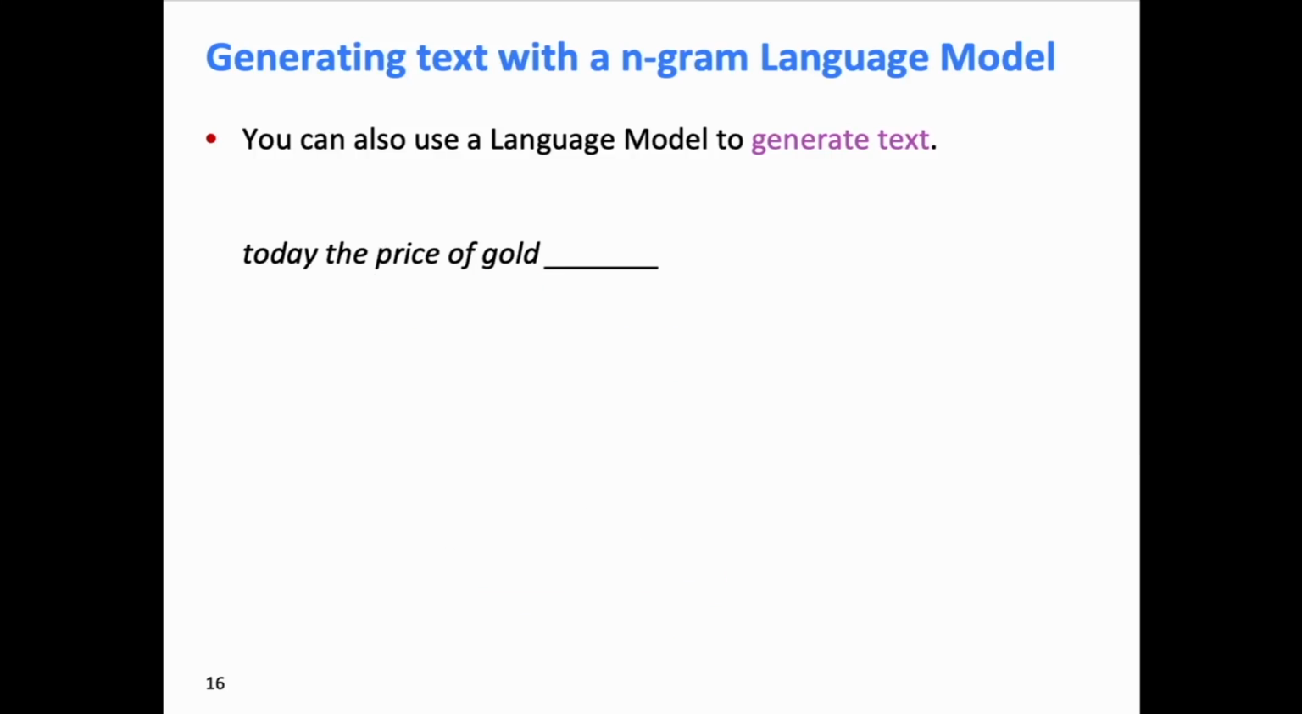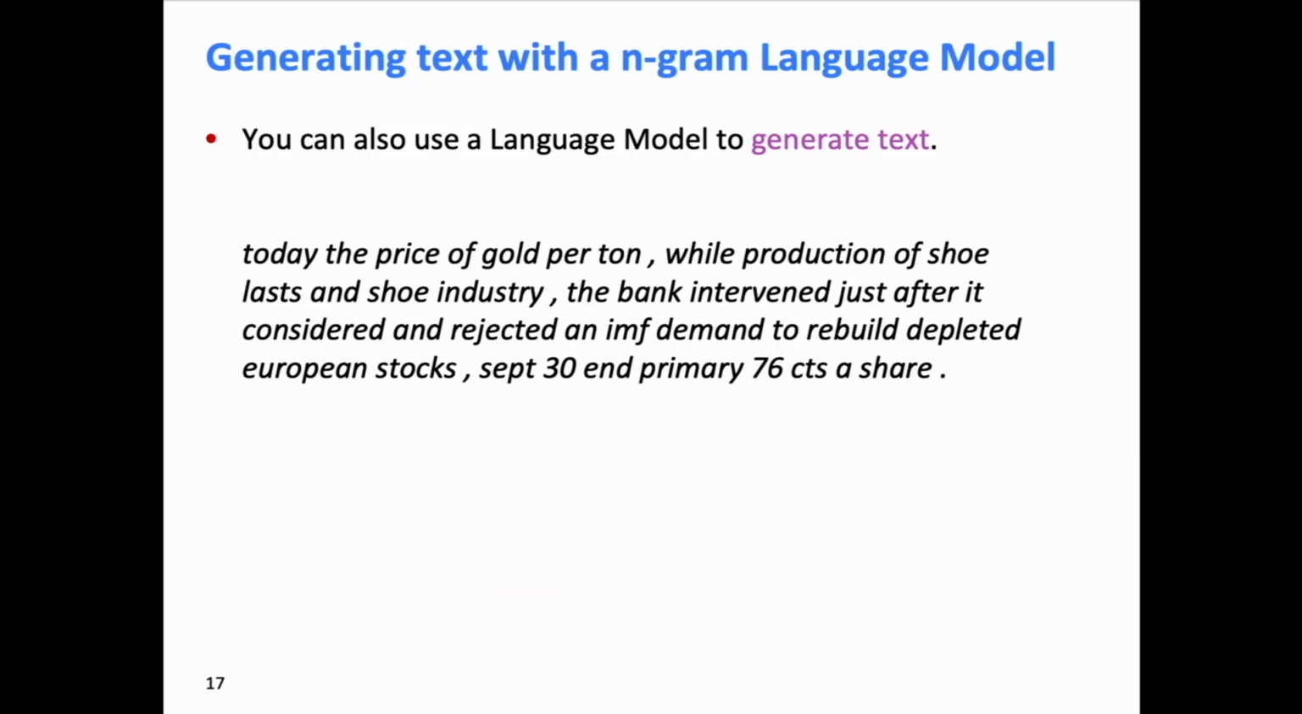So if you do this for long enough, you will get a piece of text. This is the actual text that I got when I ran this generation process with this trigram language model. It says, "today the price of gold per ton, while production of shoe lasts and shoe industry, the bank intervened just after it considered and rejected an IMF demand to rebuild depleted European stocks, September 30th, end primary 76 counts a share." OK, so what do we think about this text?